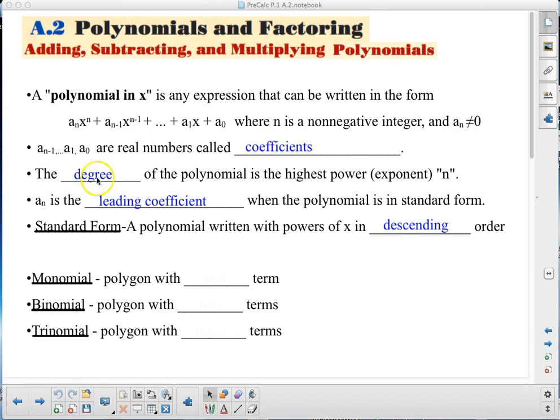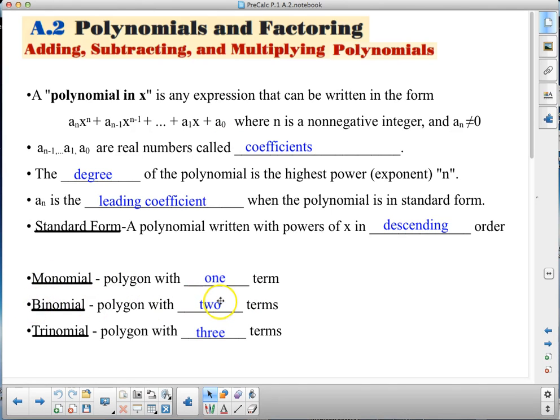Now keep in mind the degree of the polynomial is the highest powered exponent, n. So this is the degree of our polynomial right here. And a_n is the leading coefficient when the polynomial is in standard form. Standard form of a polynomial is written with powers of x in decreasing order, just like we have here with our general form of the polynomial.